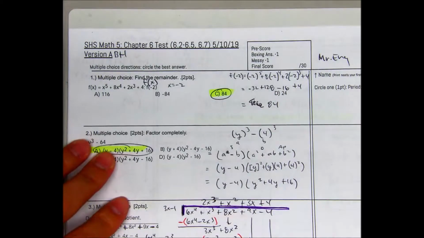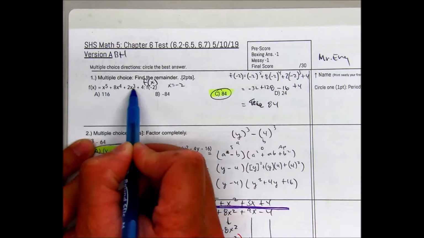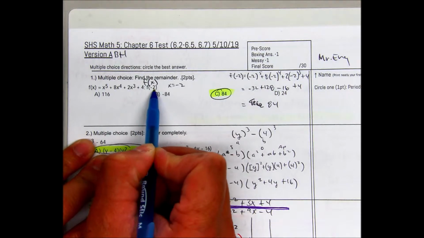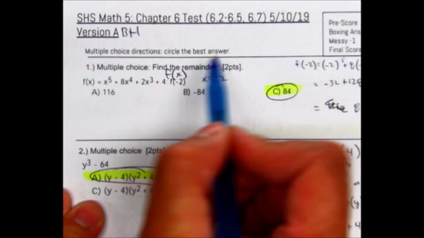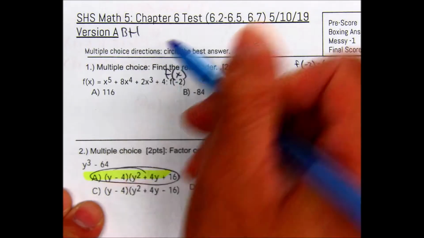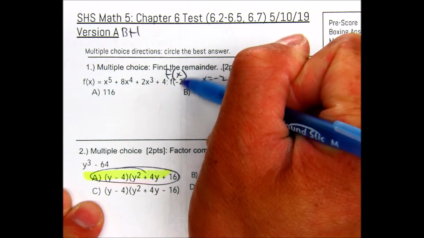Question number 1. Find the remainder. You have this polynomial, and at the end it tells you f of negative 2. So if you write the letters f of x over it, you'll recognize that your x value is negative 2. What can you do with this x equals negative 2?